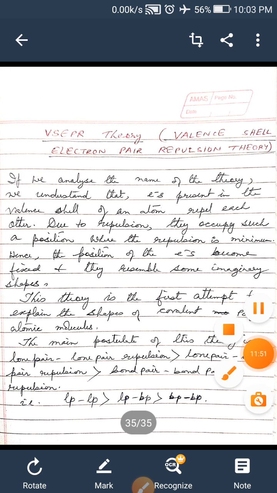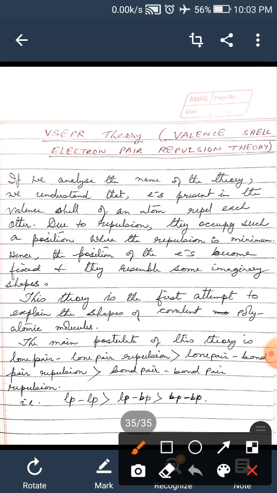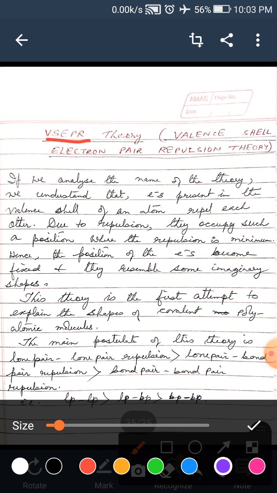Next is VSEPR theory. I'm not going to discuss this in detail right now. You can go through the points, they're pretty easy to understand, but just let's analyze the name. You see the abbreviation VSEPR. How do you get the abbreviation VSEPR? V for valence, S for shell, E for electron, P for pair, R for repulsion. So it is valence shell electron pair repulsion theory.